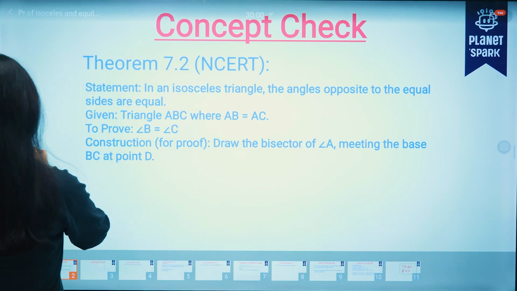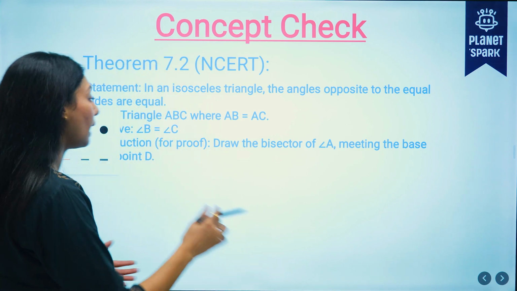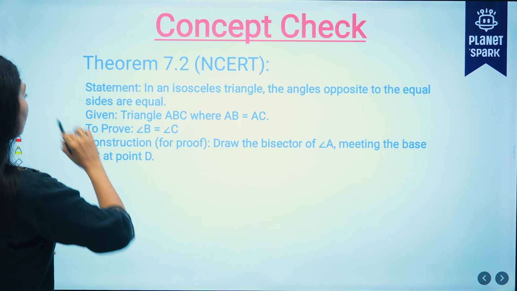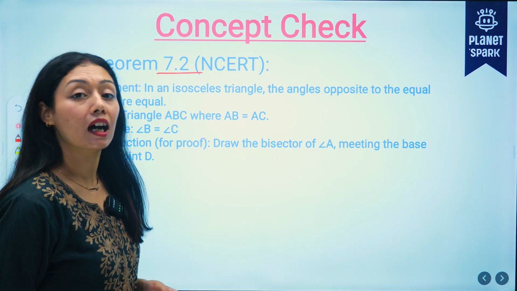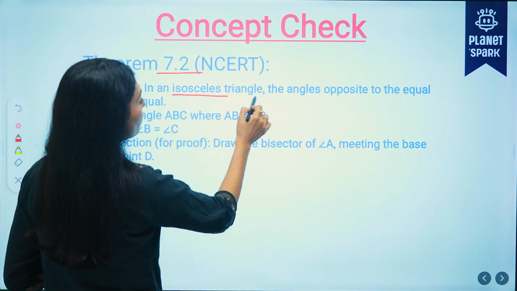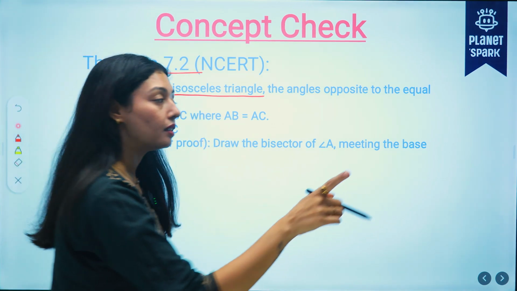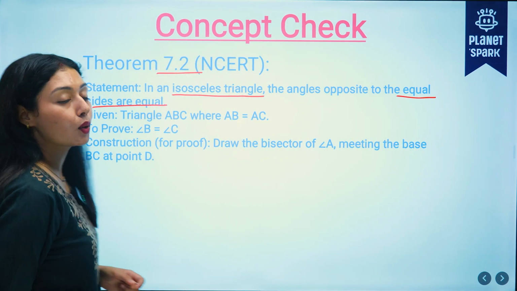So, first we'll be discussing the properties related to isosceles triangle. Let's start with a very important theorem here, that is theorem 7.2 in NCERT. Now, what does the theorem give us? If we have an isosceles triangle, the angles opposite to the equal sides are equal.